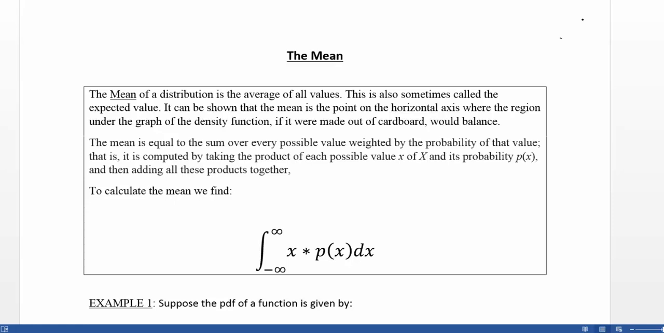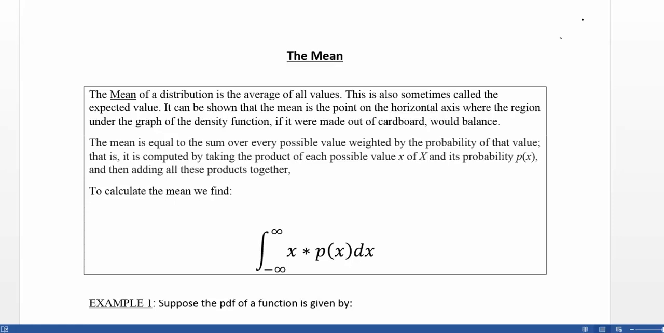If we were to have something that was weighted, it can be shown that the mean is the point on the horizontal axis where the region under the graph of the density function, if it was made out of cardboard, would balance. So the mean is equal to taking every possible outcome and weighting it by its probability, and then averaging those over all possibilities. So we're taking each value of x, multiplying it by the probability that it happens, or the fraction of time that it happens, and then summing those all together.